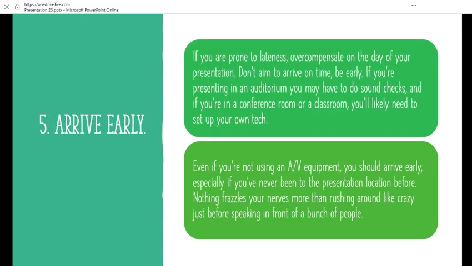Point number 5 being arrive early. If you are prone to lateness, overcompensate on the day of your presentation. Don't aim to arrive on time. Be early. If you are presenting in an auditorium, you may have to do sound checks, and if you are in a conference room or a classroom, you will likely need to set up your own tech.